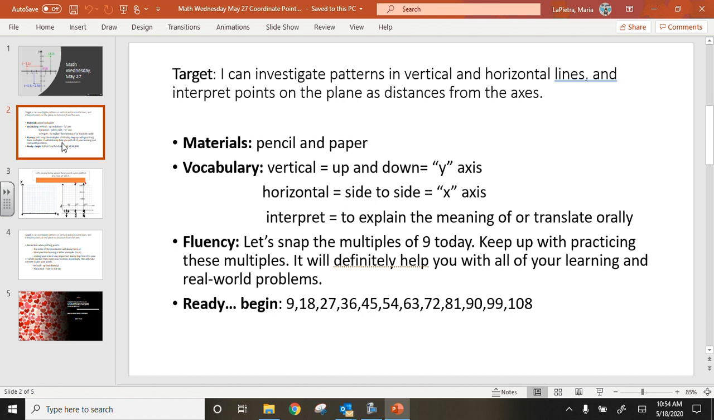Okay, your materials again: pencil and paper. Vocabulary: your vertical is up and down, which is the Y. Your horizontal line is side to side, which is the X axis. Interpret means to explain the meaning of or translate orally.